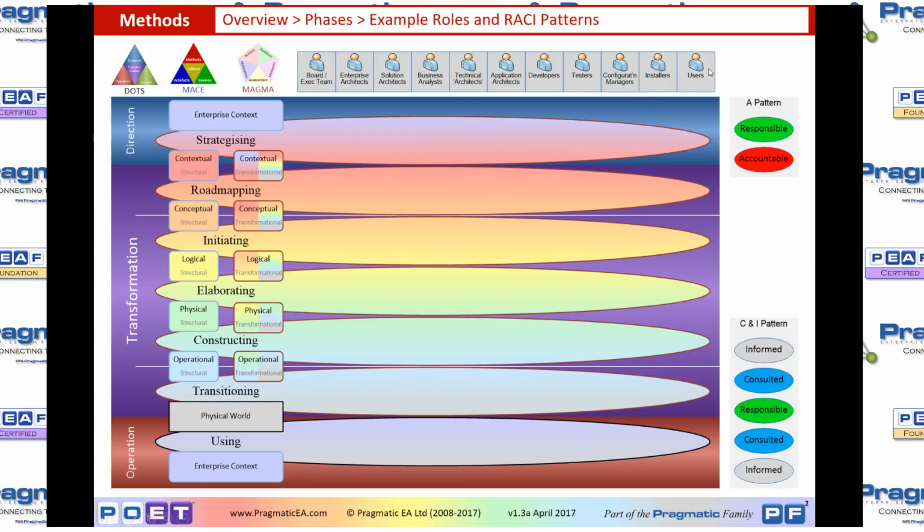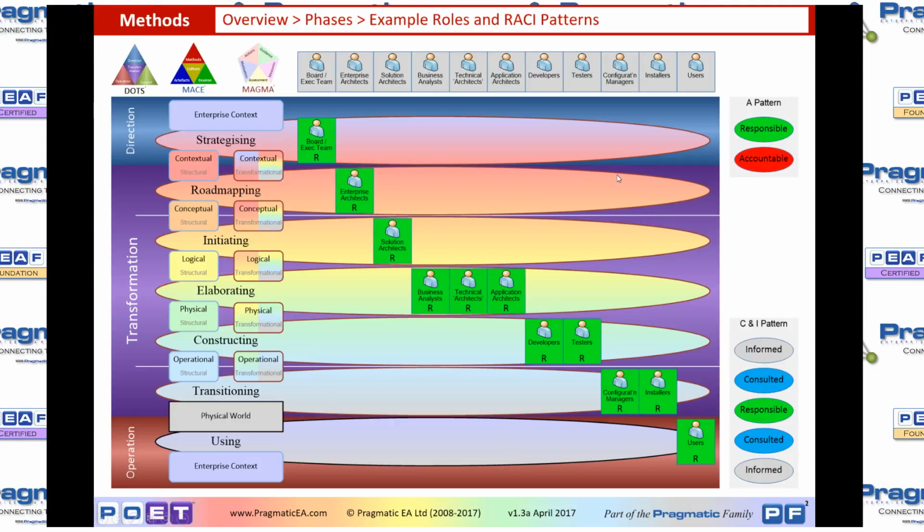Across the top here we have these different types of people that may or may not agree with names you use in your organization. So here we have this A pattern that I was talking about. If we make somebody responsible in one phase, then that same person needs to be accountable in the phase below. So if we put the responsibles on here, the enterprise architect is responsible here for road mapping. Is he responsible for the business strategy? Well, no, he's not responsible for it.